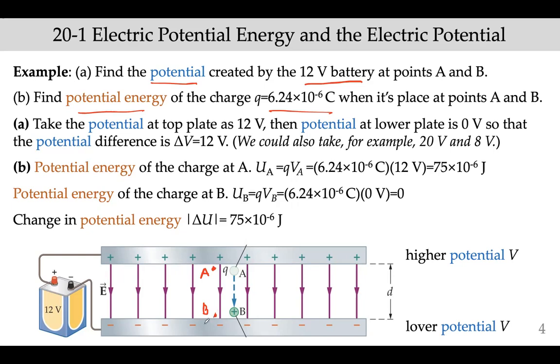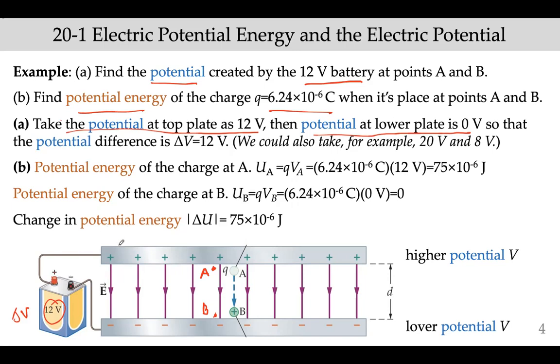Now for the first part, take the potential at the top plate as 12 volts, and the potential at the lower plate as 0 volts. So the difference is 12. This is actually delta V, the potential difference between these two terminals.